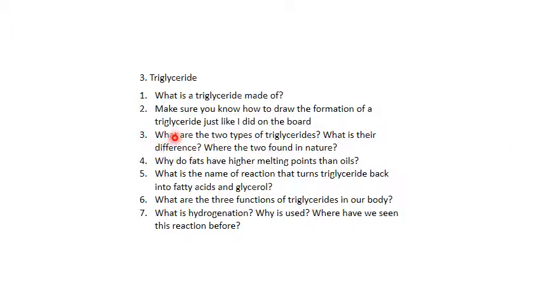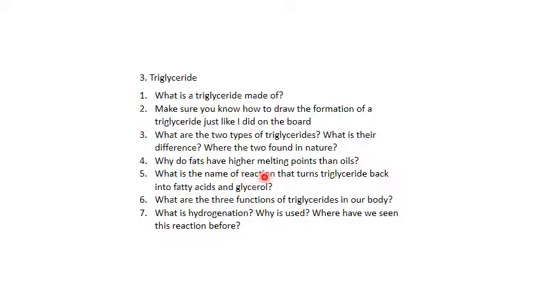Okay, so what are the two types of triglycerides? Well, there's fats and there's oils. The difference is that fats are usually solid at room temperature, and oils are liquids at room temperature. Fats are usually found in animals, and oils are found in vegetables. Why do fats have higher melting points? It's because the fatty acids found in the triglycerides tend to be mostly saturated.